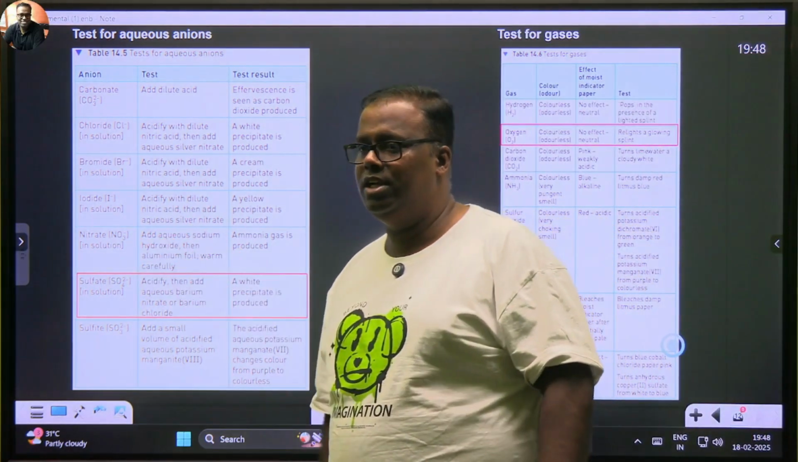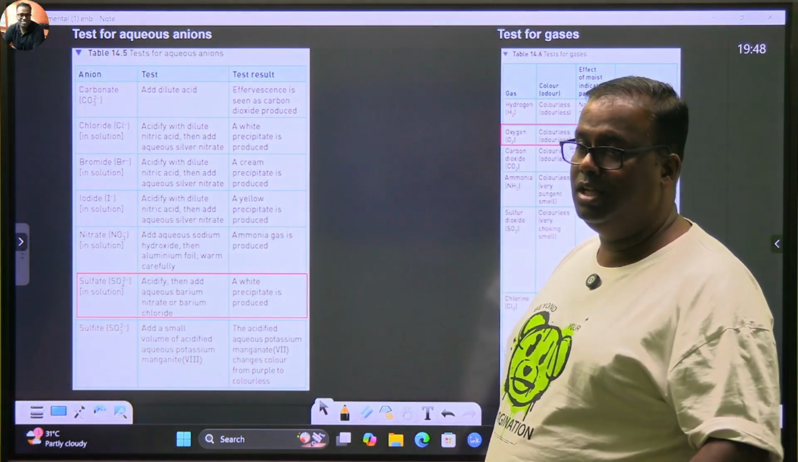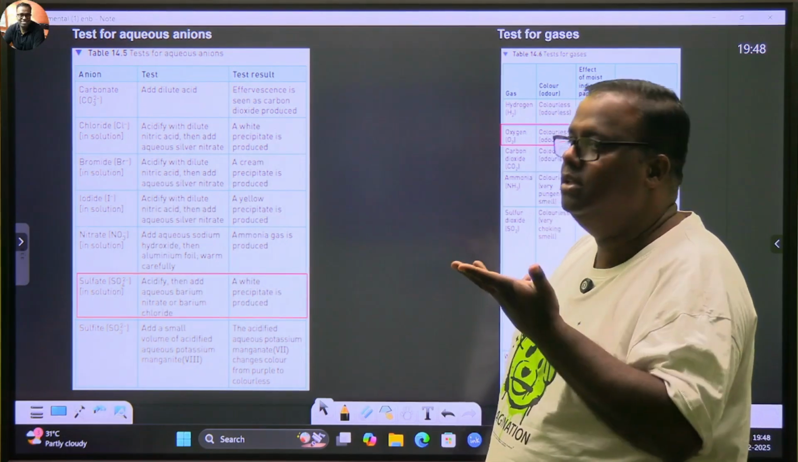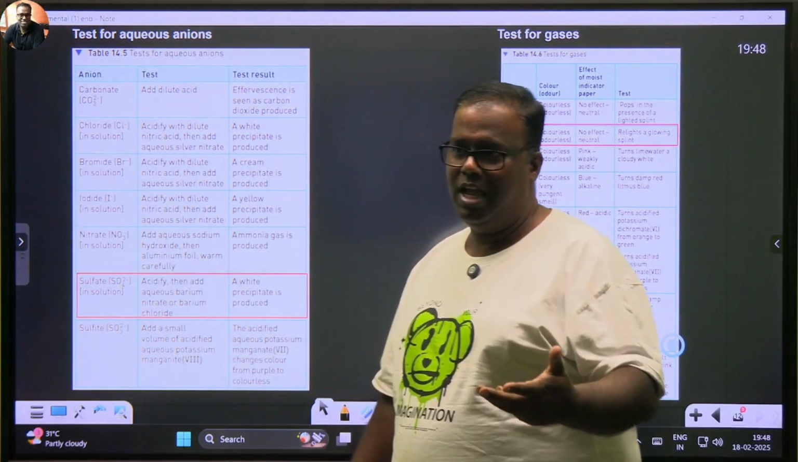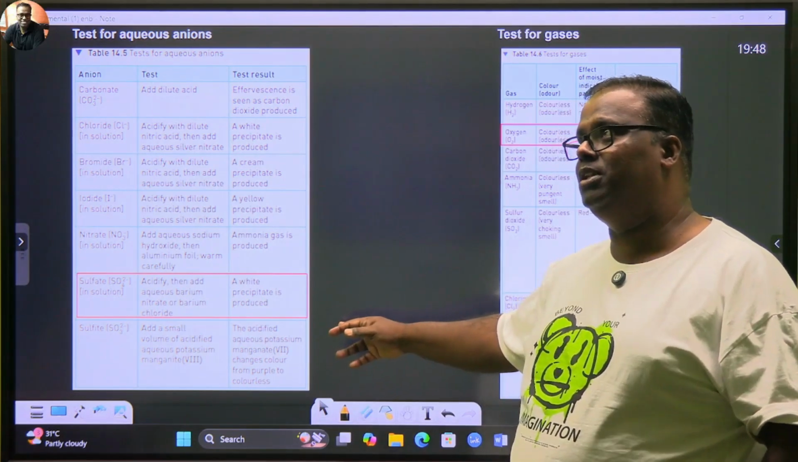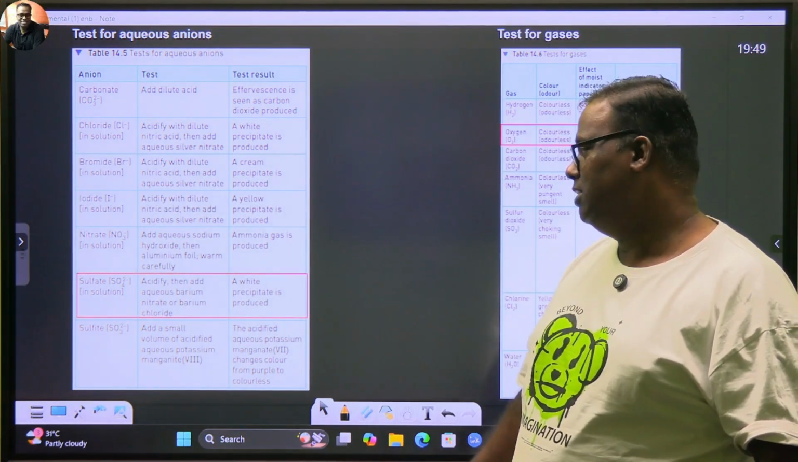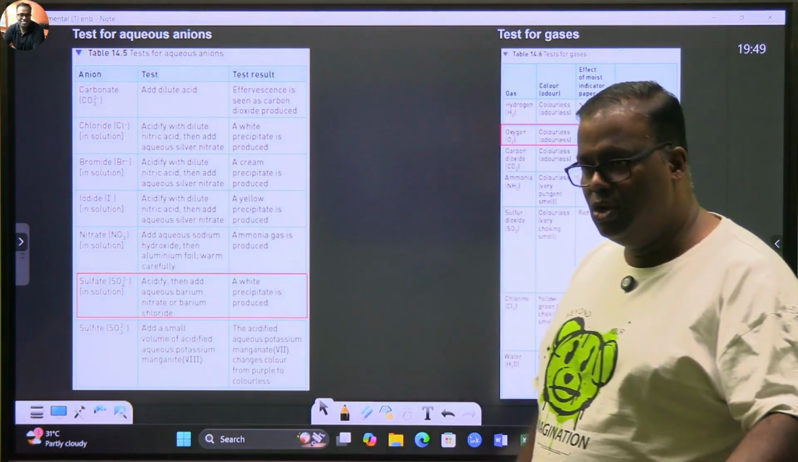What was for nitrate? Aqueous sodium hydroxide, then aluminum foil, then warm. You'll cough. Ammonia has come out. What was for sulfate? Acidify. Add barium nitrate or barium chloride. You're going to get a white precipitate. That white precipitate is barium sulfate. Barium sulfate always precipitates. And then sulfite, SO3 2 minus, the lower oxidation state.